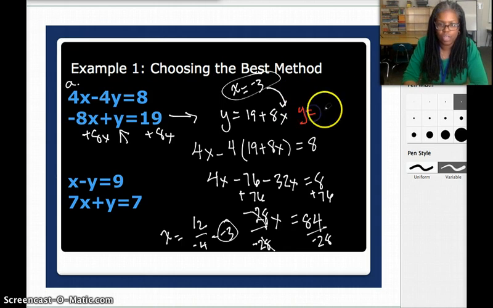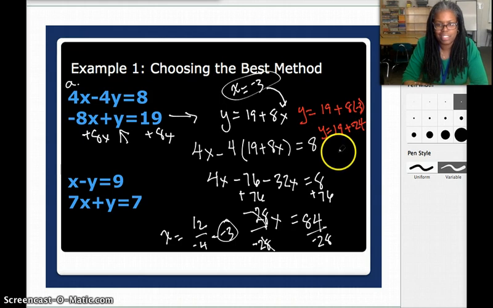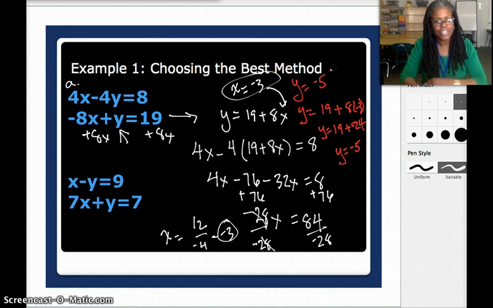Y is therefore equal to 19 plus 8 times negative 3, right? So y is equal to 19 plus a negative 24, or 19 minus 24 as it were. And then when I add 19 and a negative 24, I'm going to get a negative 5. So now y is equal to negative 5. And so we've solved it. You could have also solved this again by elimination method, but it's totally up to you.